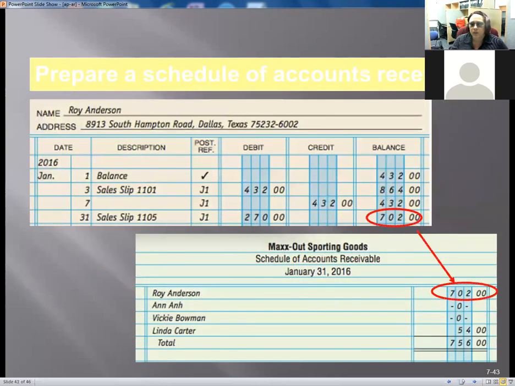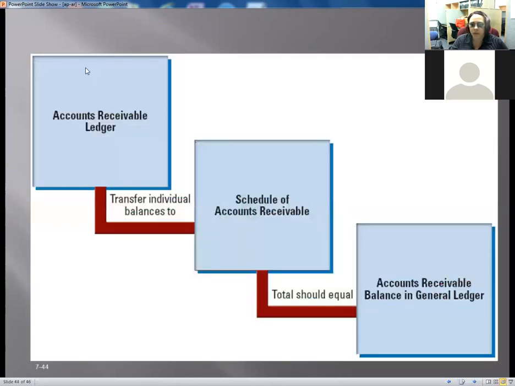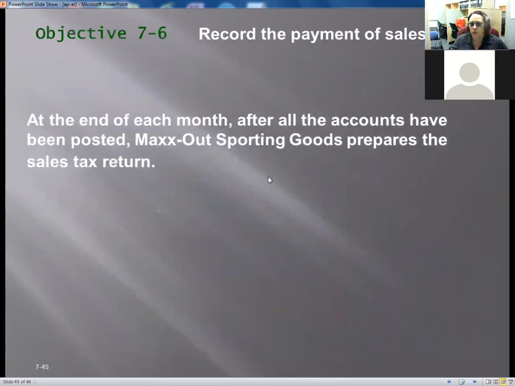Prepare a schedule of accounts receivable. Here's the schedule of accounts receivable. You've got your ending balance, and you're putting it on your report under that person's name. So you're taking the balance off their individual ledger and putting it on the accounts receivable report. You're just doing the ending balance. So the accounts receivable ledger transfers the individual balances to the schedule of accounts receivable, which then turns around and should equal your accounts receivable balance in your general ledger.